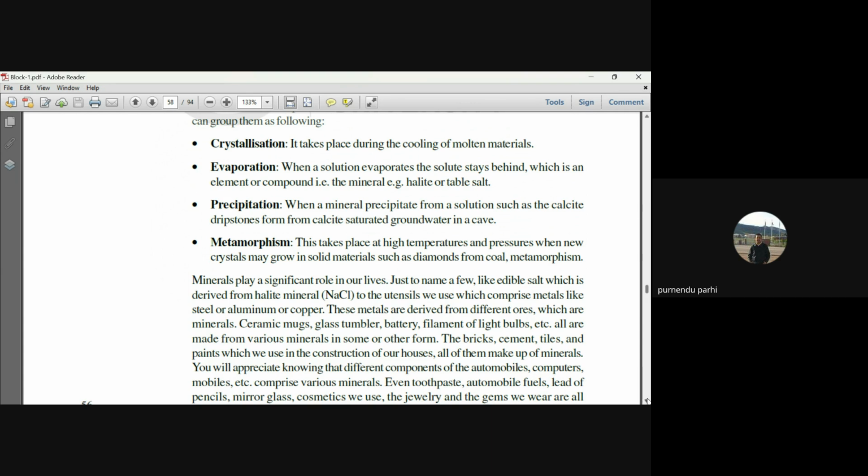Minerals play a significant role in our life. Just to name a few: edible salt, which is derived from the halite mineral, that is NaCl, and the utensils we use, which comprise metals like steel, aluminum or copper. These metals are derived from different ores, which are minerals. Ceramic mugs, glass tumblers, batteries, the filament of a light bulb, etc., are all made from various minerals in some form or other.